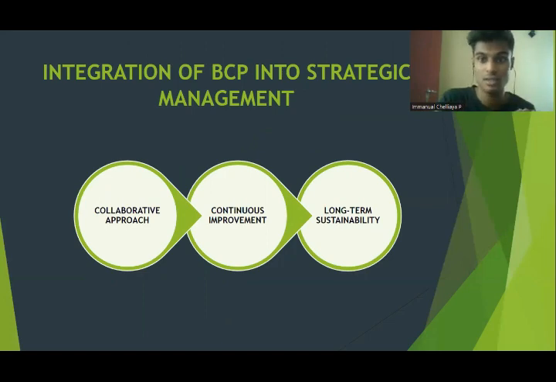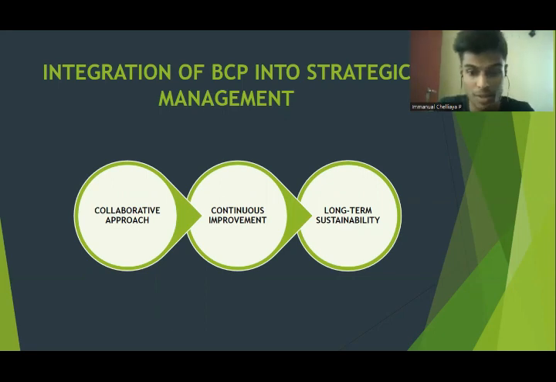We have seen how it influences. We have seen the elements. Now we can see how integration of BCP is helping strategic management. The first is the collaborative approach. When cross-functional teams are involved in BCP development, it enhances the business ability, thereby ensuring clear roles and responsibilities for implementation. It also helps to increase coordination with external partners and vendors. So thereby, BCP helps in a collaborative approach.